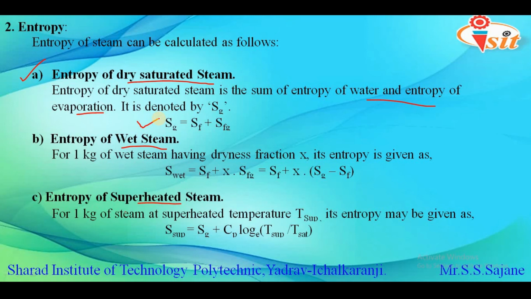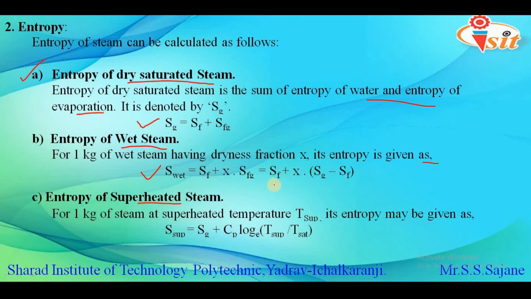Thus for 1 kg of wet steam having dryness fraction as x, its entropy can be calculated as follows. The entropy of wet steam is denoted by S_w, and it can be calculated by using the formula S_w = S_f + x × S_fg. We can replace the value of S_fg as the difference of S_g and S_f. So the formula is S_wet = S_f + x (S_g - S_f).